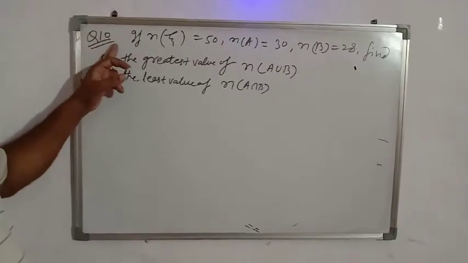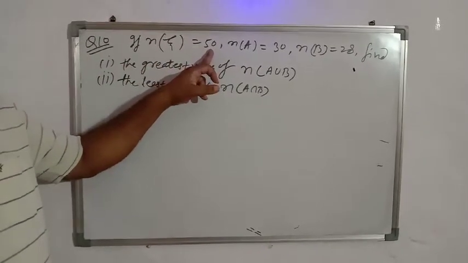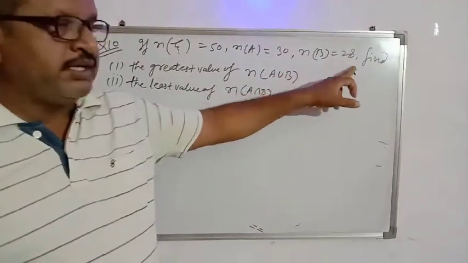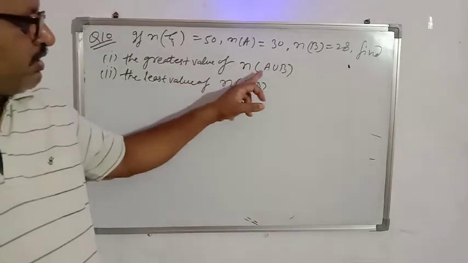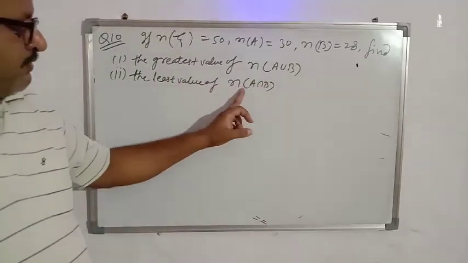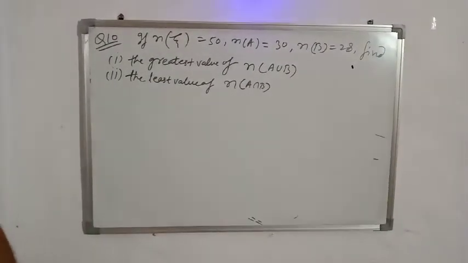See question number 10. The cardinal number of the universal set is given as 50. The cardinal number of set A is 30 and of B is 28. We have to find the greatest value of the cardinal number of A union B and the least value of the cardinal number of A intersection B.